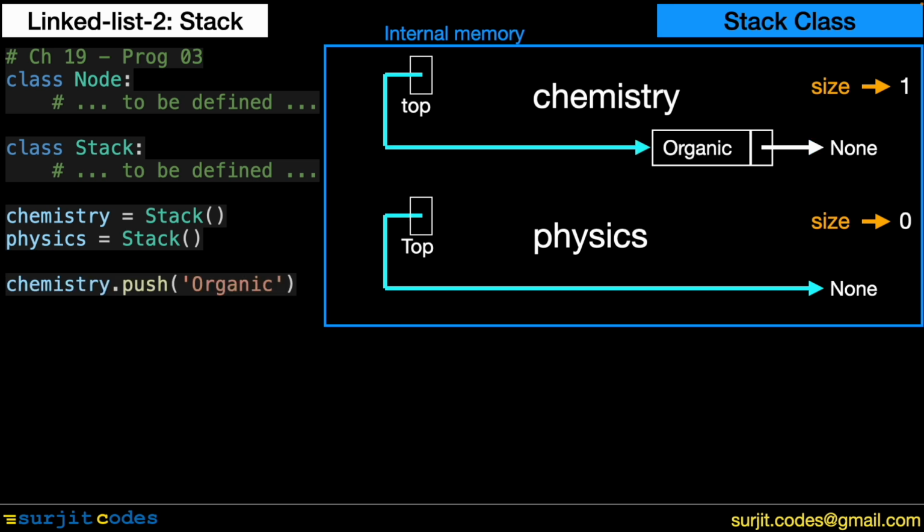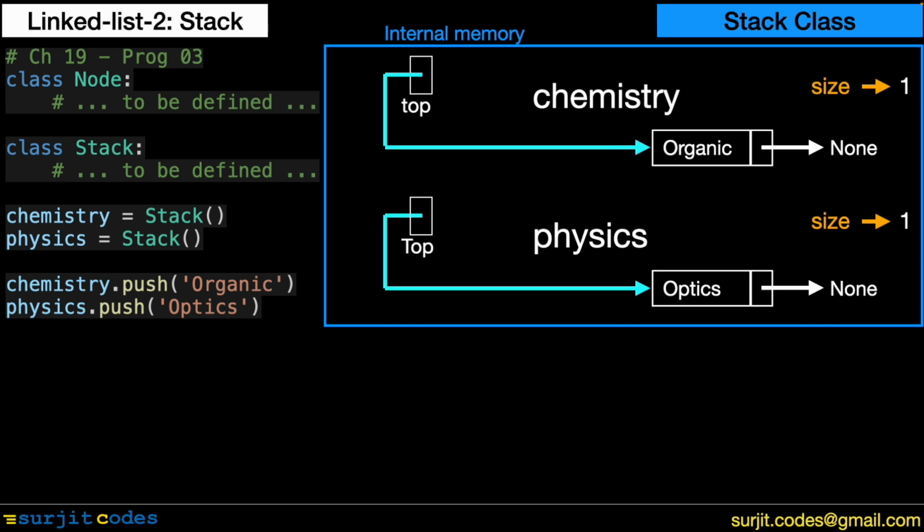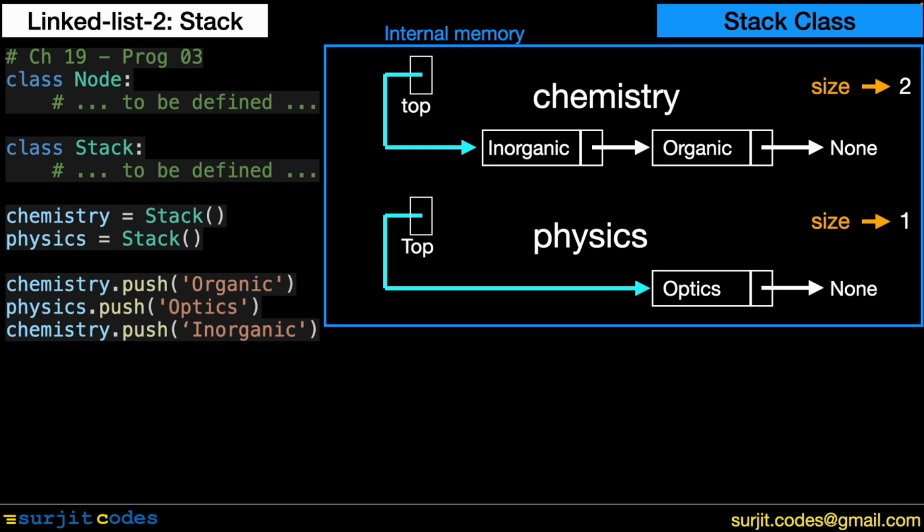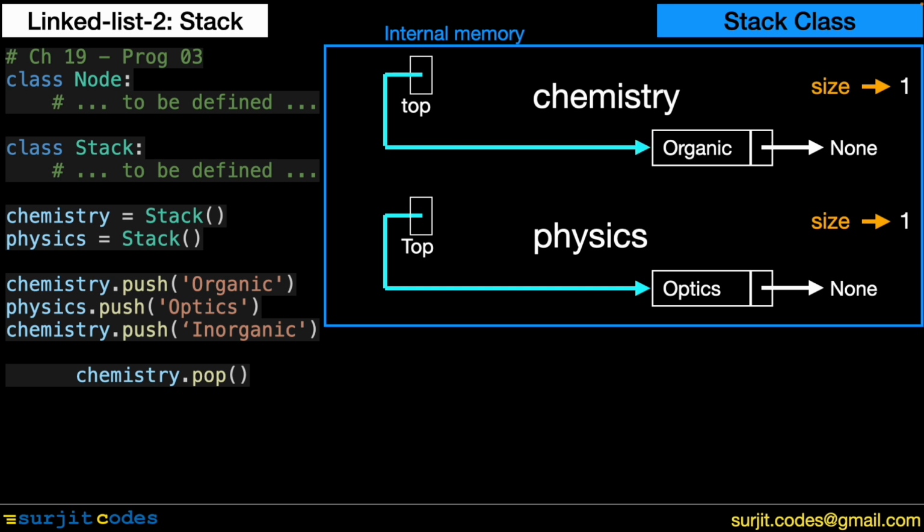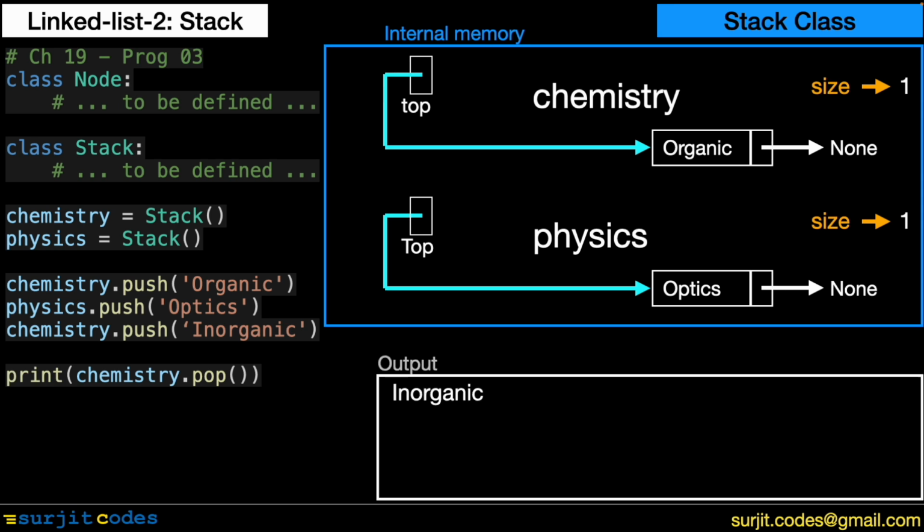First, we push a book named organic onto the chemistry stack, increasing its size to 1. Next, we push optics onto the physics stack, followed by inorganic onto the chemistry stack. Let us now pop out a book from the chemistry stack. Inorganic book pops out and we print it.